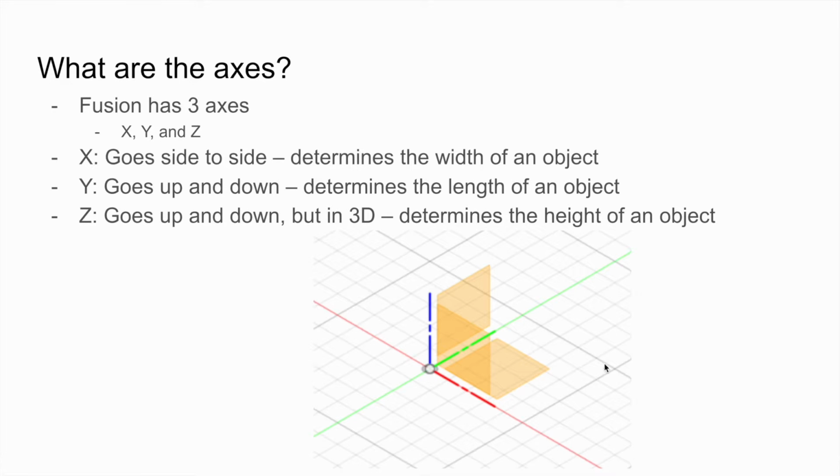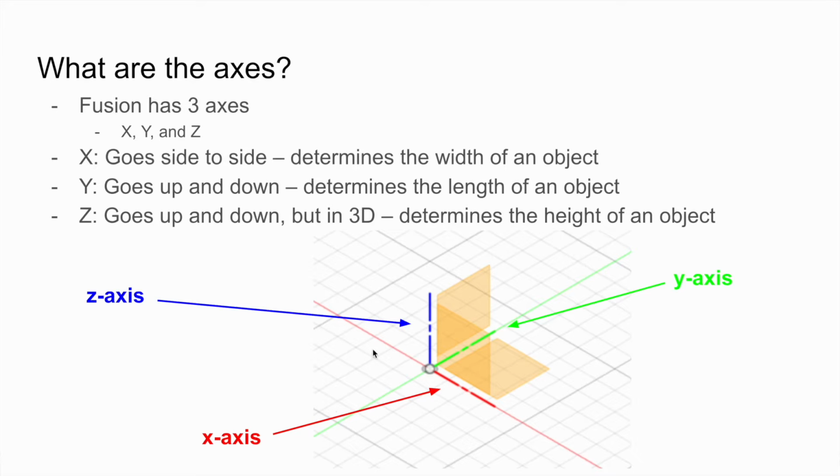In Fusion, as you see right here, this is a screenshot from Fusion. I'm going to label these axes. The red axis is the x-axis. The green axis, the one that's going up and down, is the y-axis. And the blue axis, the one that's going up and down, but it determines the height, is the z-axis.